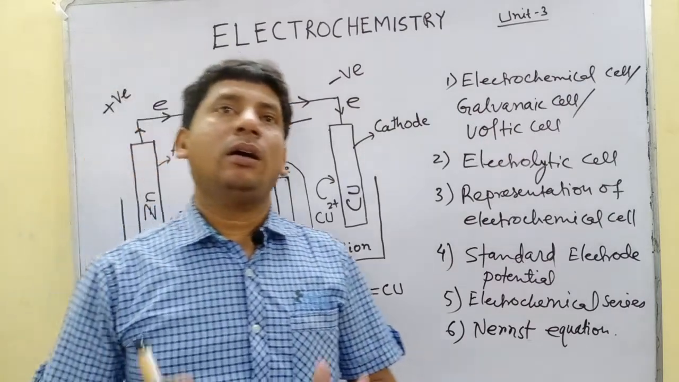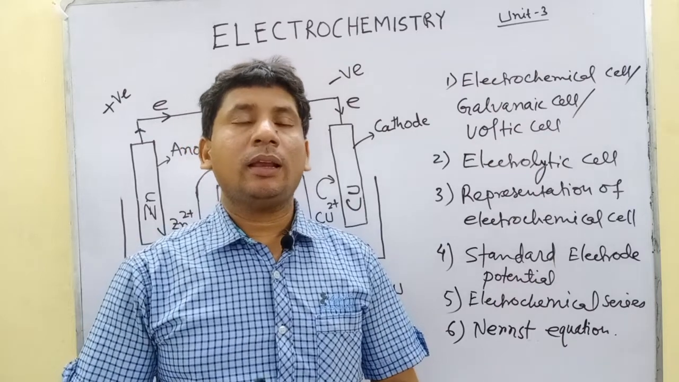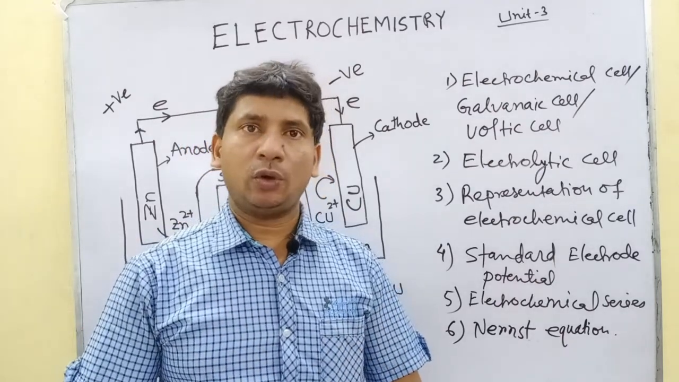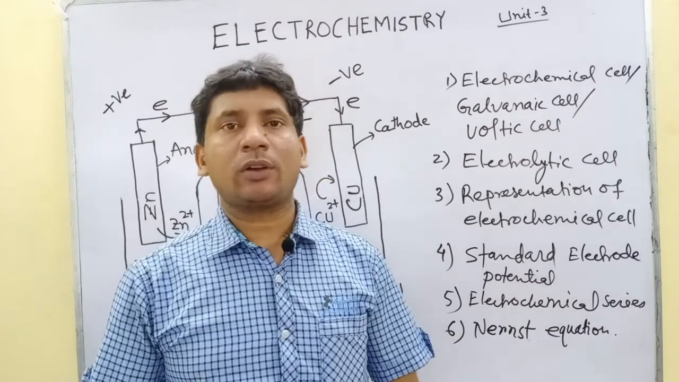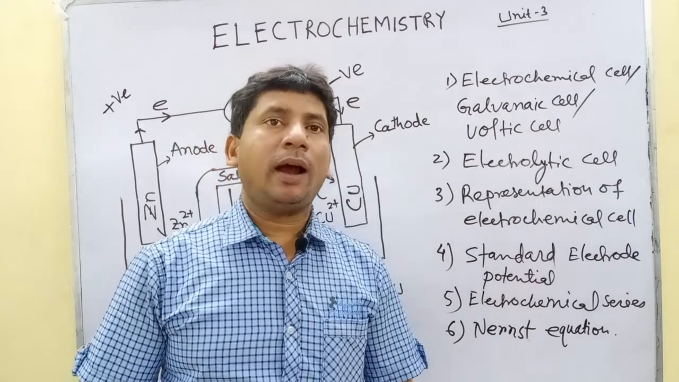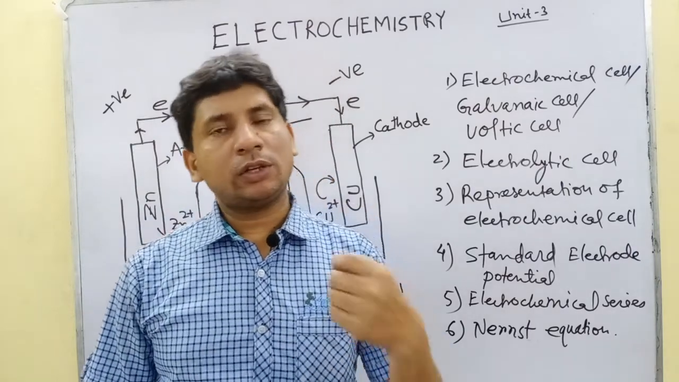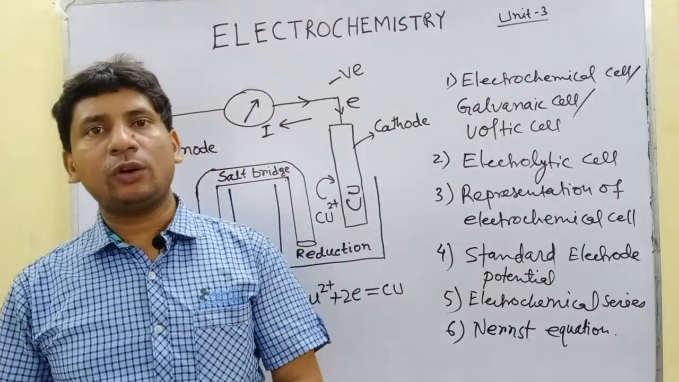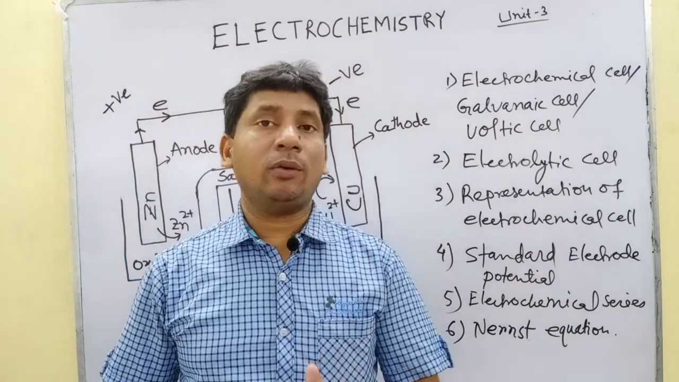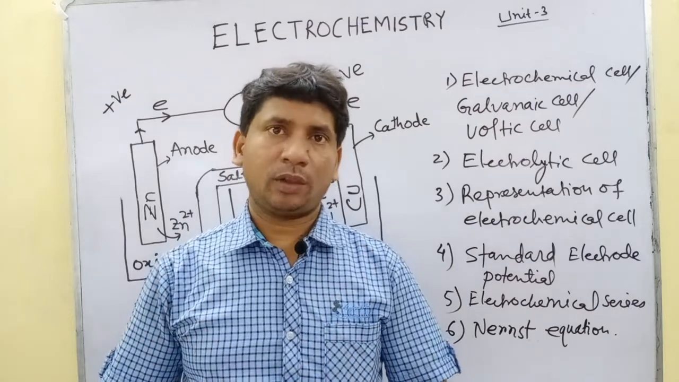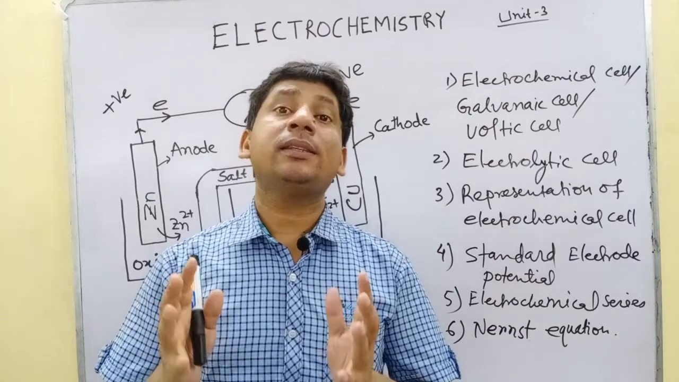Now, in electrochemistry there is an electrode in which oxidation or reduction takes place, and there are two electrodes. In one electrode oxidation will occur, and in another electrode reduction will occur. Now, we need a cell to describe electrochemistry. At first we need a cell.